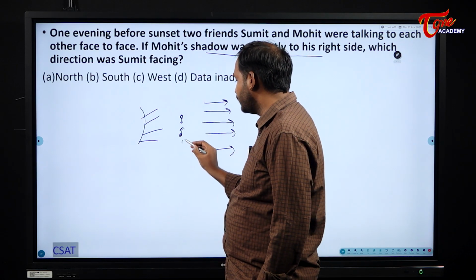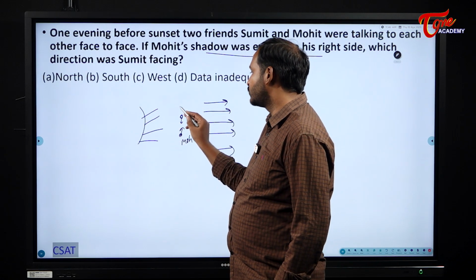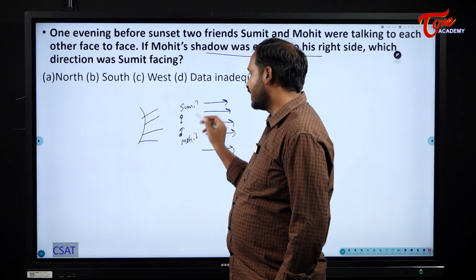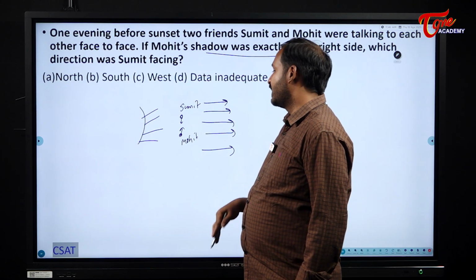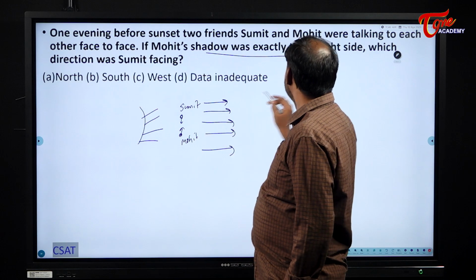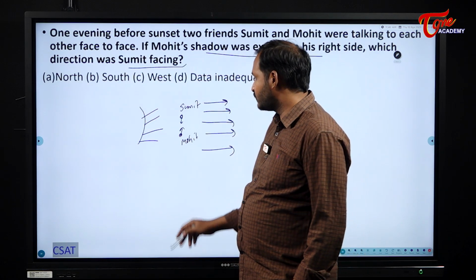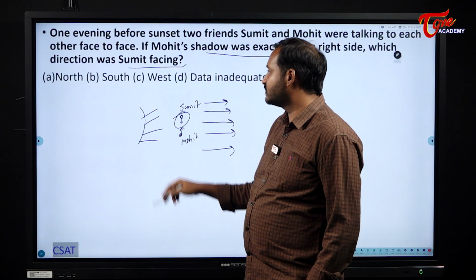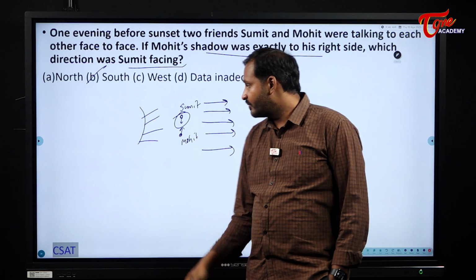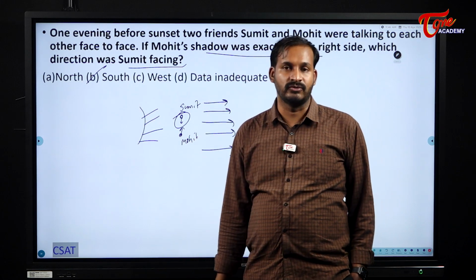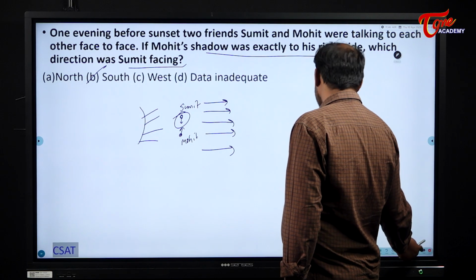That means definitely Mohit will be here. Then the shadows, either Mohit's shadow or Sumit's shadow, both will fall to his right only, to Mohit's right only. So in this manner, Mohit was here and Sumit was here. Next, which direction was Sumit facing? In which direction is Sumit facing, students? See here, which direction is Sumit facing? Sumit is facing southward direction. Please be careful. Sumit is in the north position, but he faces south. Sumit is facing south. Next one.